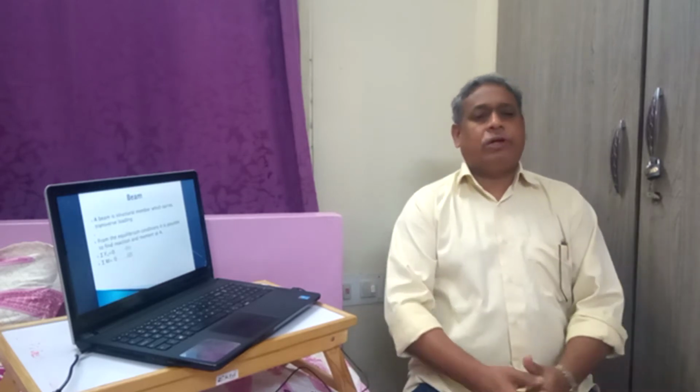So to find the reactions, we use the equilibrium conditions, that is sigma Fv is equal to 0 and sigma M is equal to 0. That is, the sum of the vertical forces is 0, sum of the moment is 0. So for a beam or any structure to be stable, the sum of the moment should be equal to 0 and the sum of the vertical components of forces and horizontal components of forces should be equal to 0.